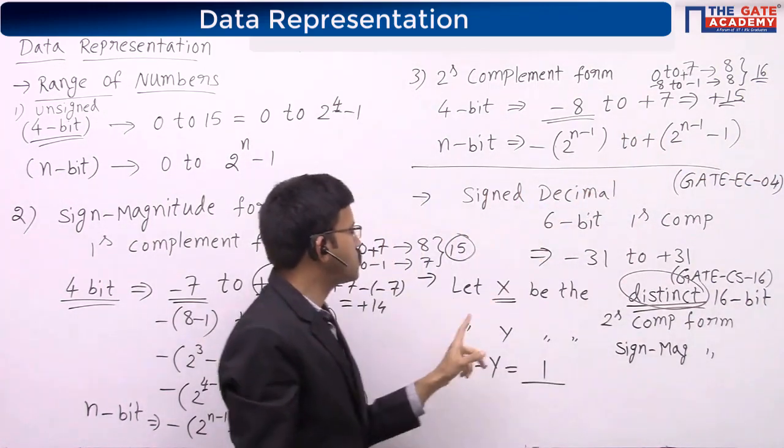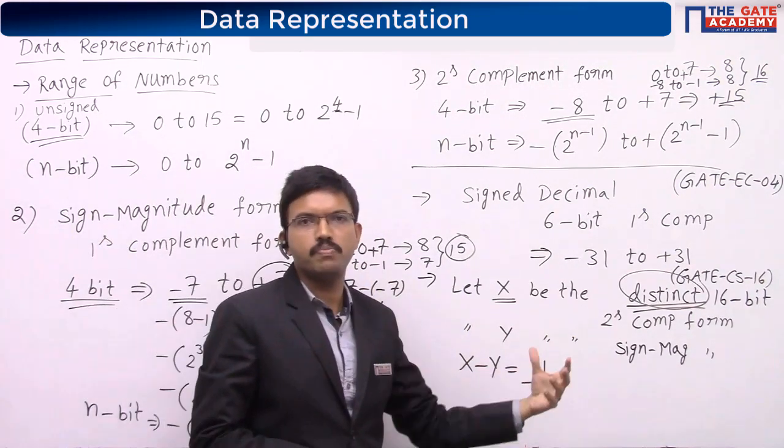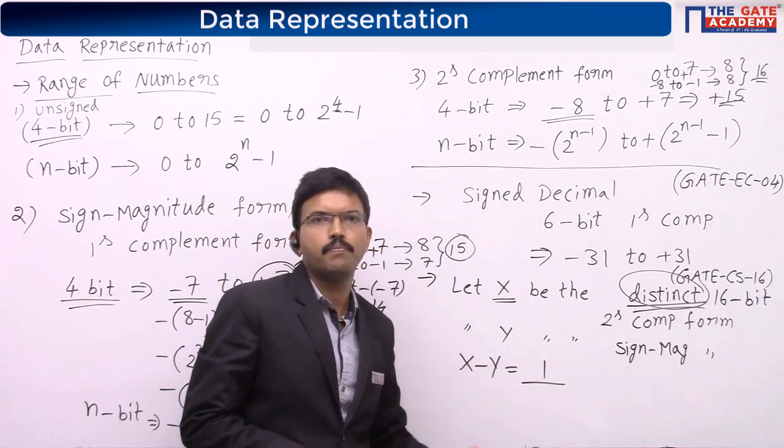So the difference of those two is what? 1. The same thing will be applicable for any number of bits: X minus Y equal to 1. Is it clear?